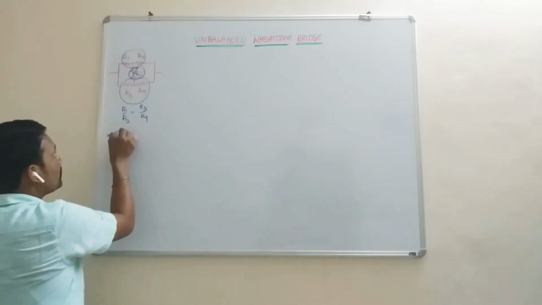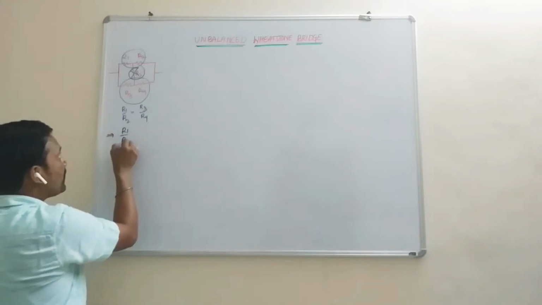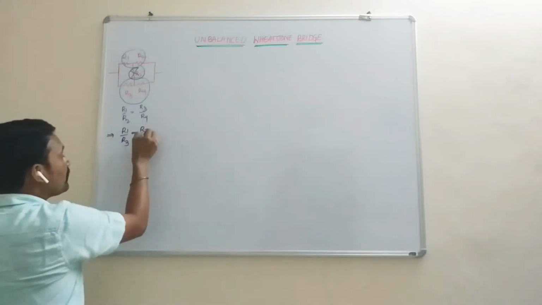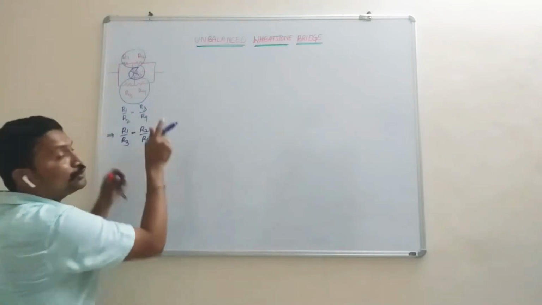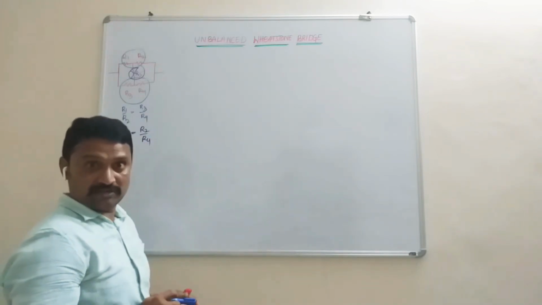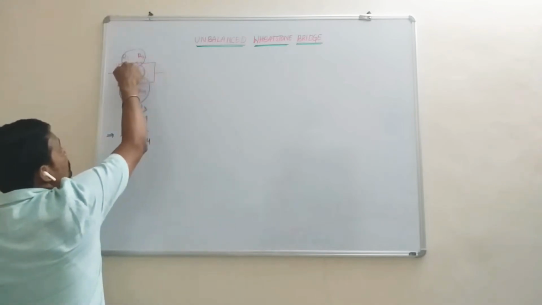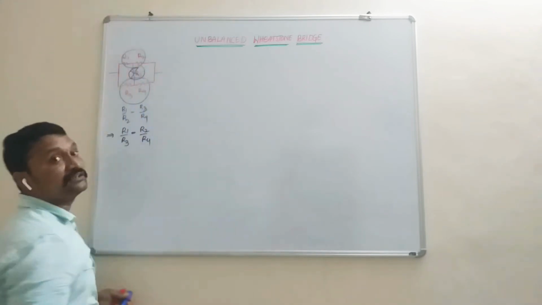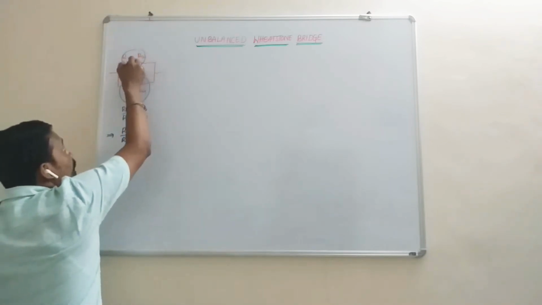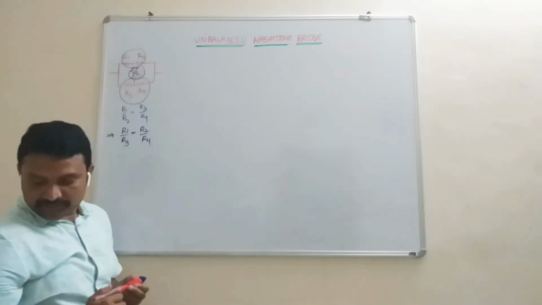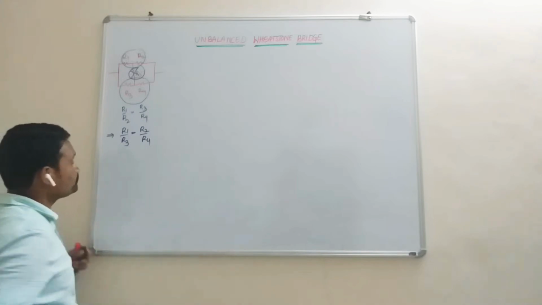Otherwise, let us take R1 by R3 equals R2 by R4. That is, the ratio between any two adjacent resistors is equal. Then the resistor which is between these junctions is not working, meaning there is no current passing through it. So let us go to a simple example here.